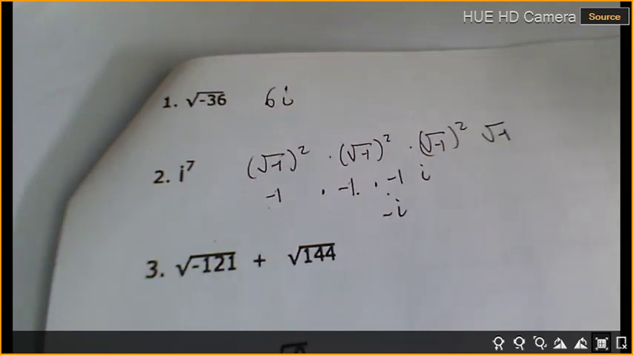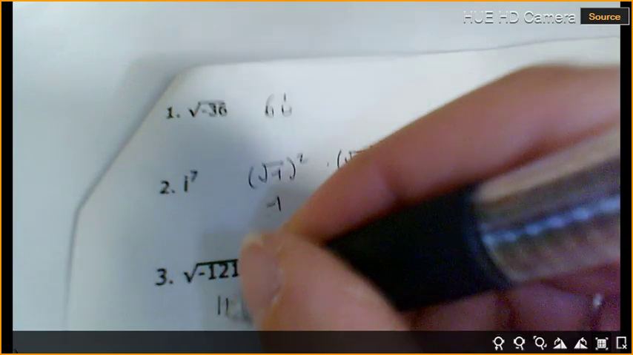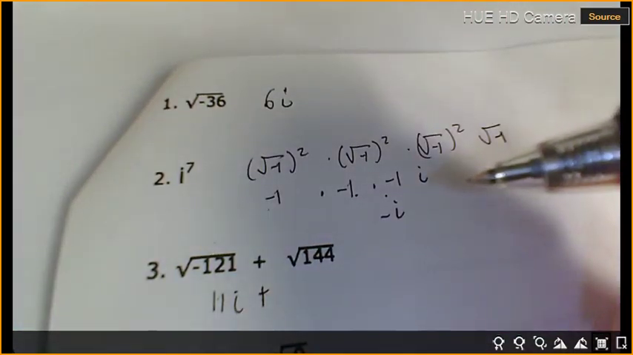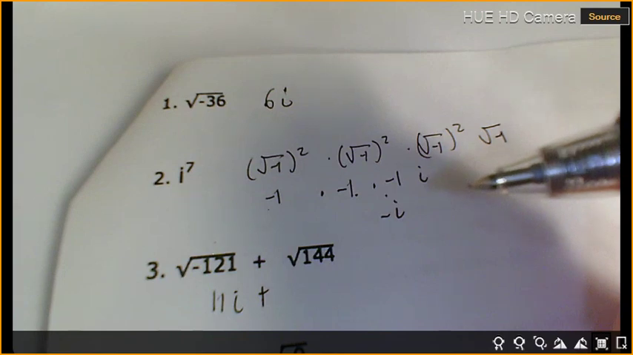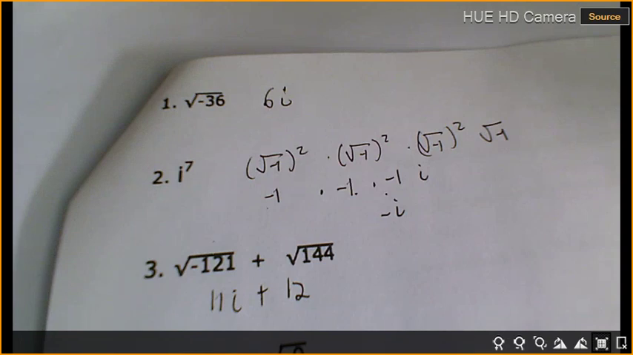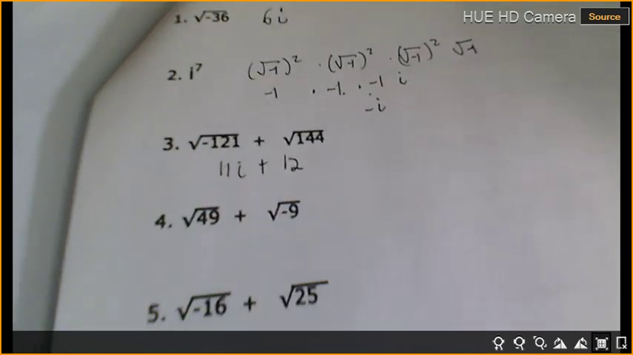What's the square root of negative 121 again? 11 what? i. What's the square root of 144? What times what gives me 144? 12. But it's not negative, so no i, right? So it's 11i plus 12, and you're done. That's it.